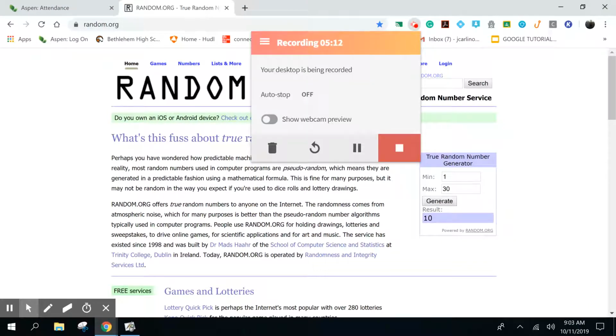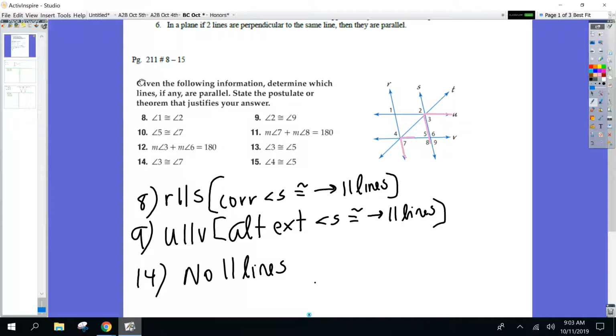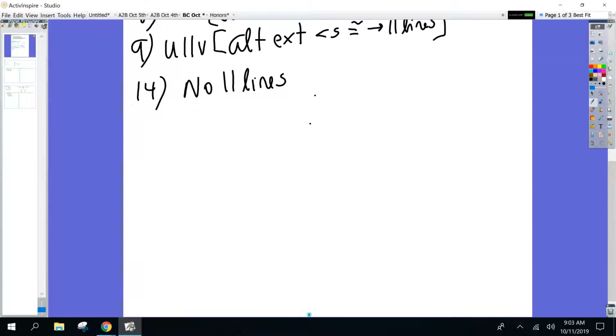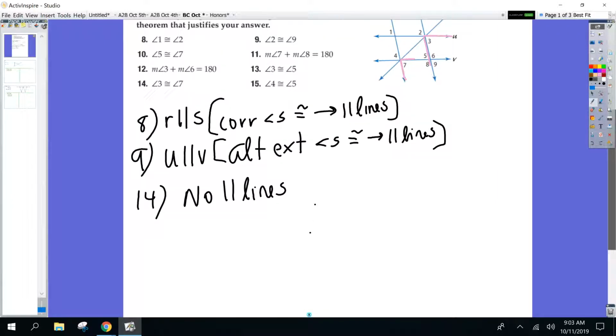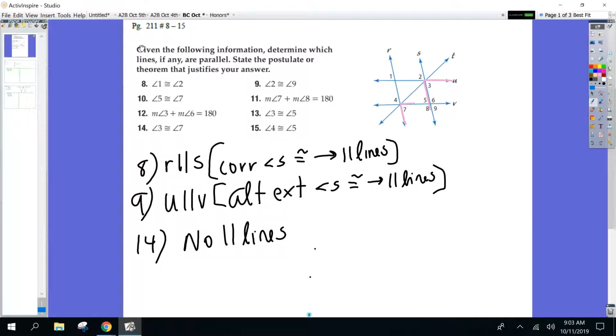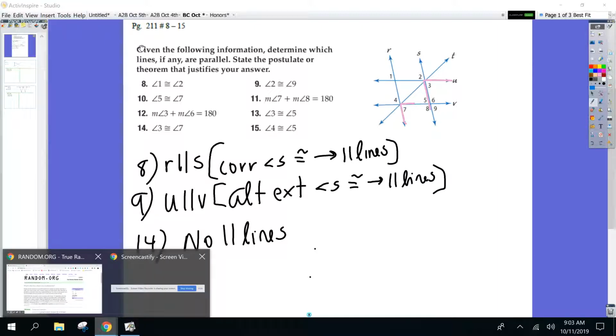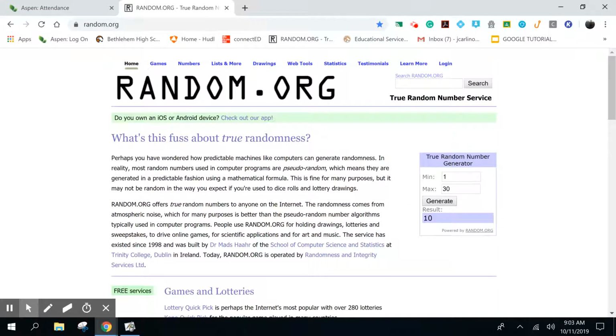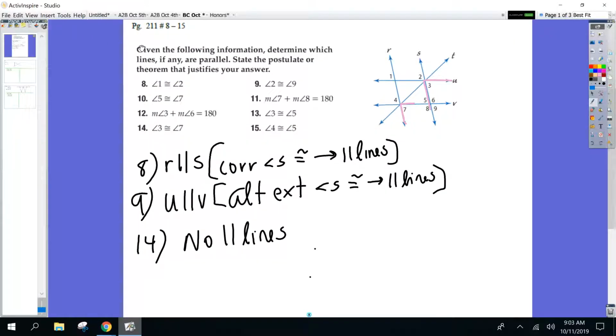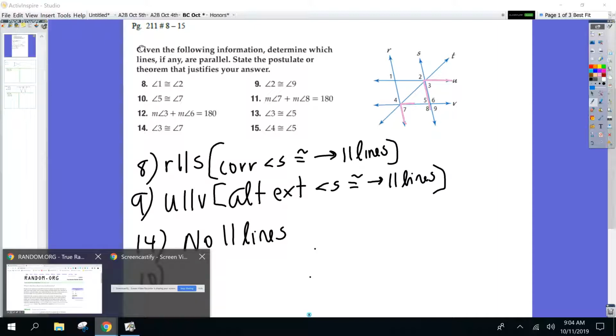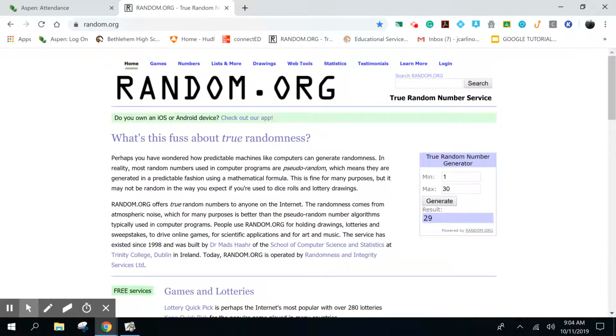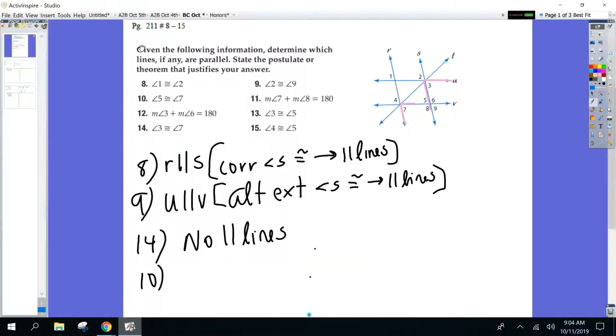Here we go. Number 10 here. 5's congruent to 7. If 5's congruent to 7, do I have parallel lines? What are they and why? So 5 and 7. Here we go. Start us off, 10 again. As we like to say, one jab. R parallel to S. Yep.